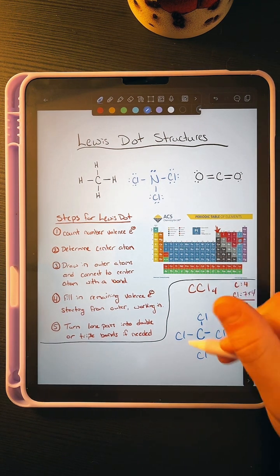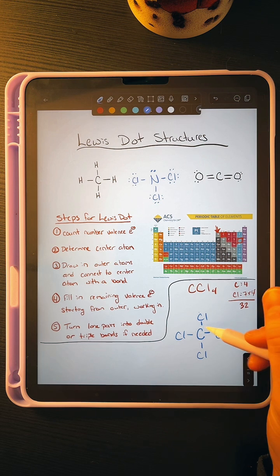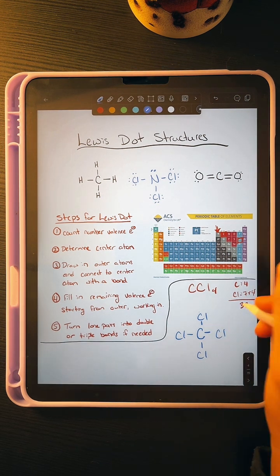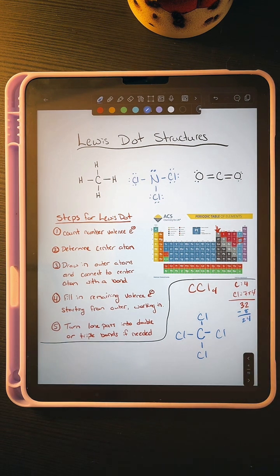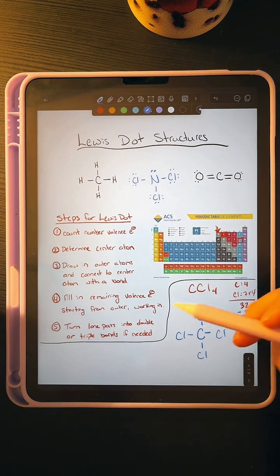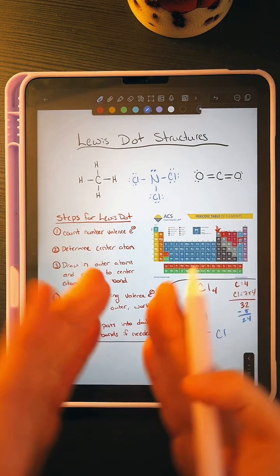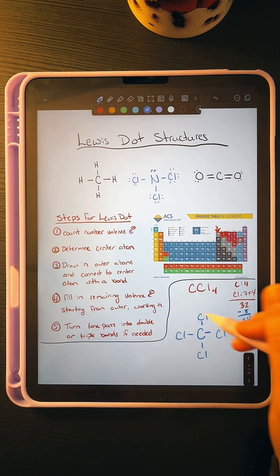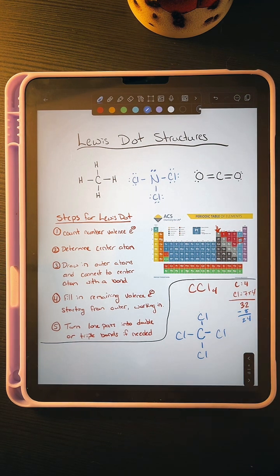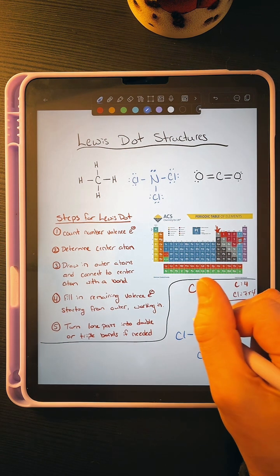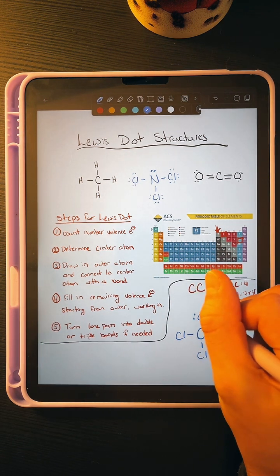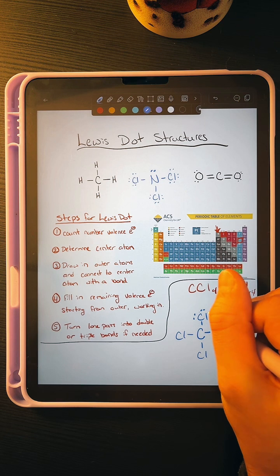Now, how many valence electrons have we used so far? We've used 2, 4, 6, 8. So how many more do we have left to put in? We have 24 left. So we have 24 remaining valence electrons, and we're going to start from our outer atoms and work our way in. Now remember, each of our atoms, our chlorines, wants to fulfill the octet. It's not one of those exceptions right now. So we're going to start by filling in our chlorines.